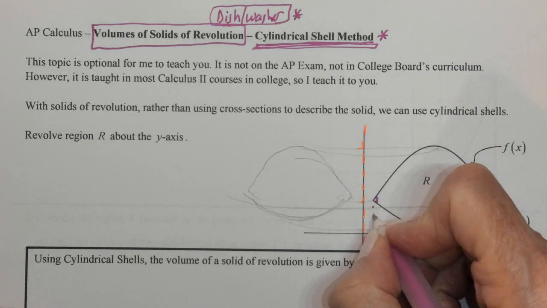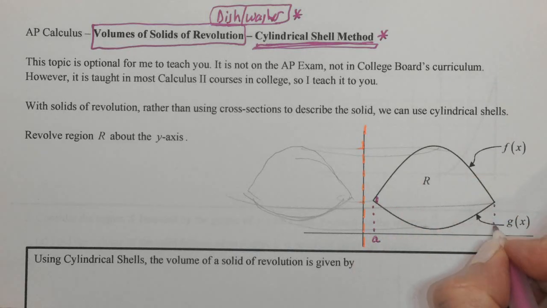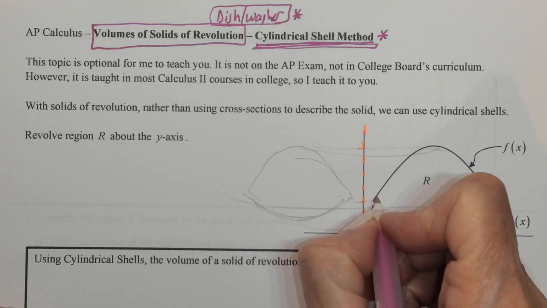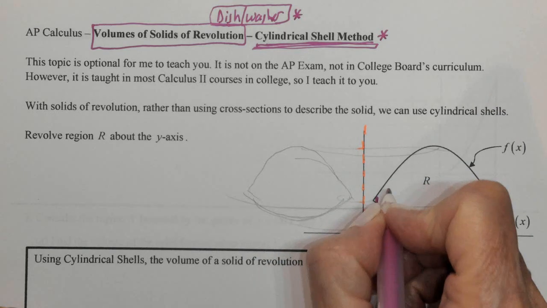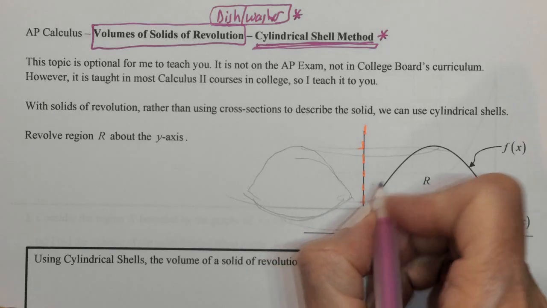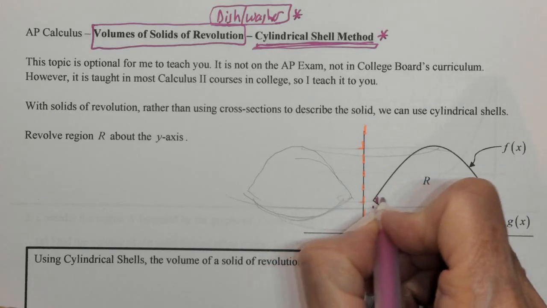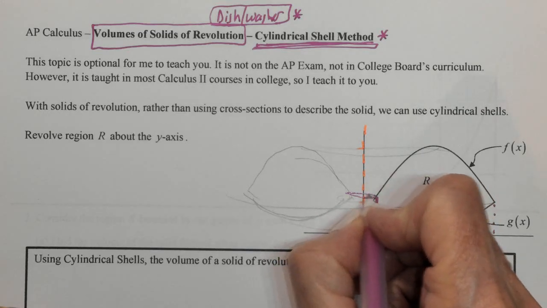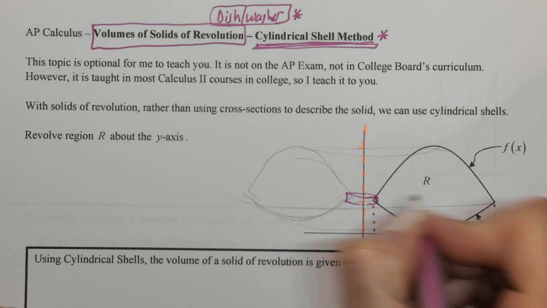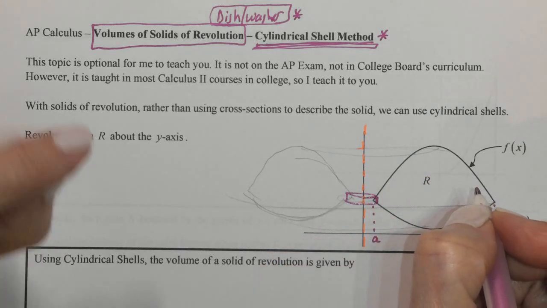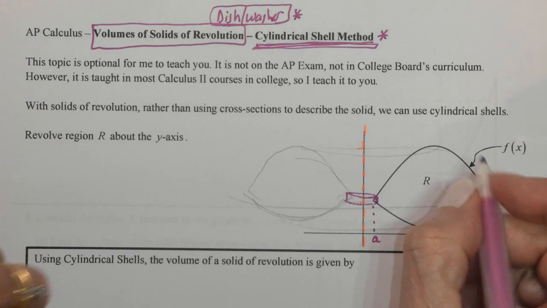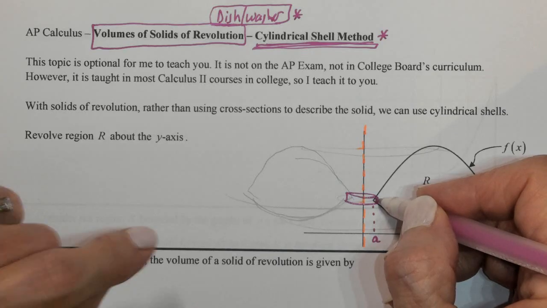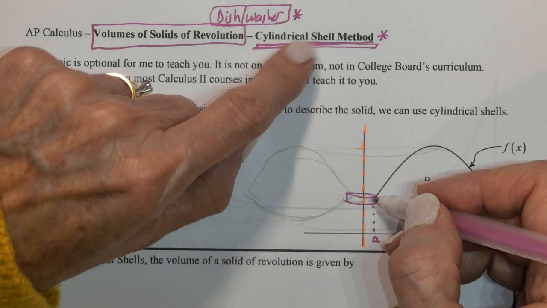I'm starting at x is equal to a. I'm going to end at x is equal to b. A little vertical line, okay? And I'm going to revolve that line around my axis of revolution. When I revolve that line around the axis of revolution, what is that going to make? Can you see the little cylinder? But it's not a solid cylinder, is it? Because all I did was revolve the little line segment. So it's not a solid cylinder, it is a cylindrical shell.